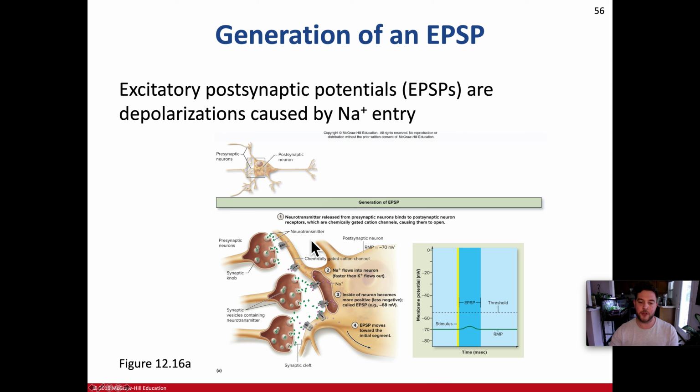So you have the neurotransmitter released. It binds to the chemically gated channel. Sodium will flow in faster than potassium flows out, which causes a slight depolarization of the membrane in that segment.